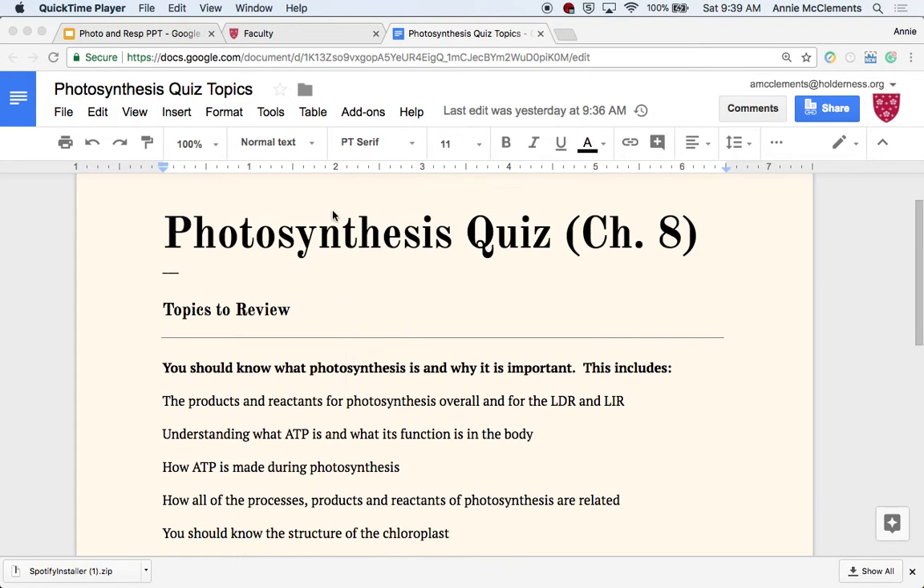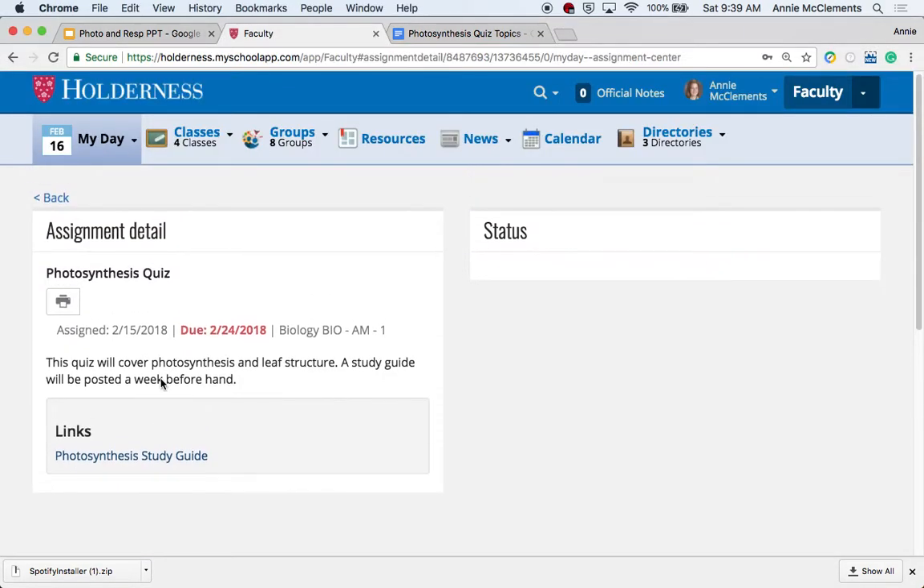So this is available. The photosynthesis study guide is available right under our photosynthesis quiz assignment. So you can access that, start studying for that. That will be a week from today, so next Saturday. That is also the end of the quarter, so make sure that you check in on your portal and see what's going on for grades.